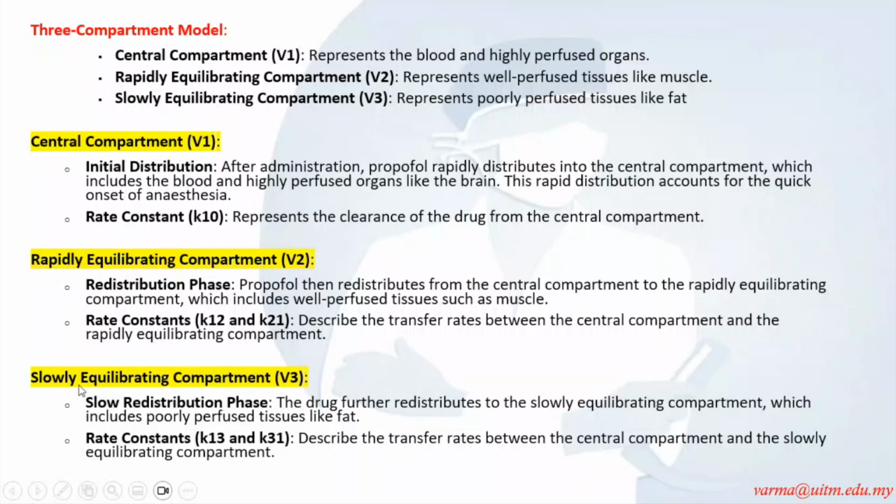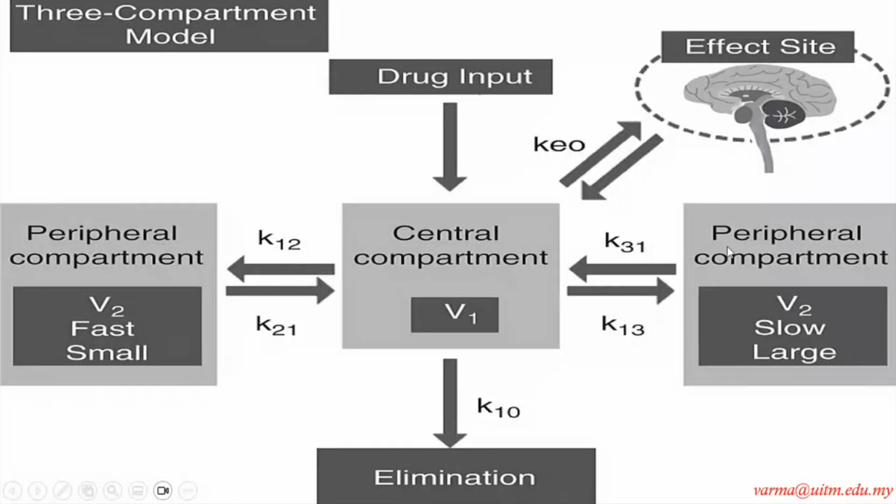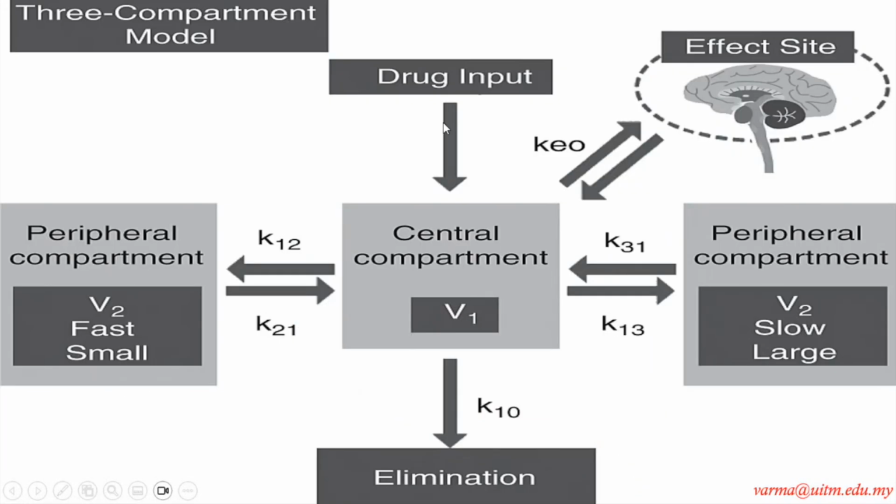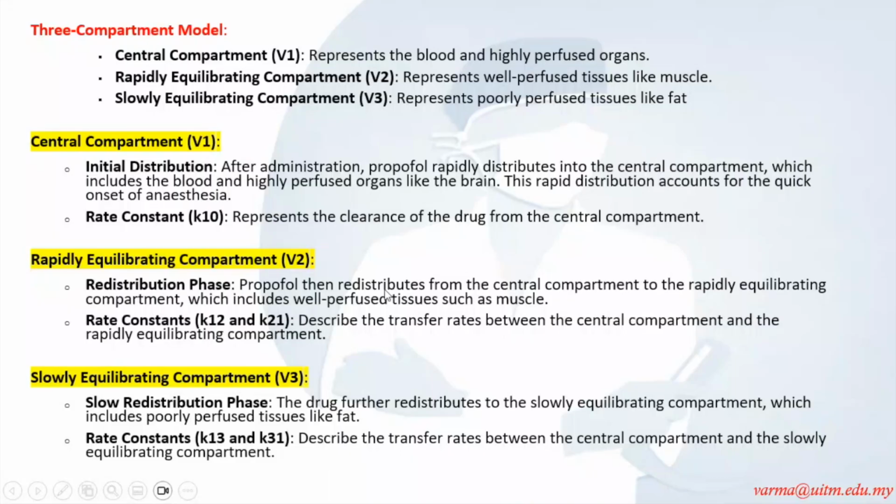Okay. Next, slowly equilibrating compartment. The drug further redistributes to the slowly equilibrating compartment, which includes poorly perfused tissues like fat, which is here, but encompasses a larger volume. Rate constants K13 and K31 describe the transfer rates between the central compartment and this one. You see, by drawing these completely and labeling them properly, you can cut down your writing by almost 50%, and that is reproducible within 20 minutes. Okay, and it is self-explanatory. When the examiner is reading your answer, they know what you're talking about.